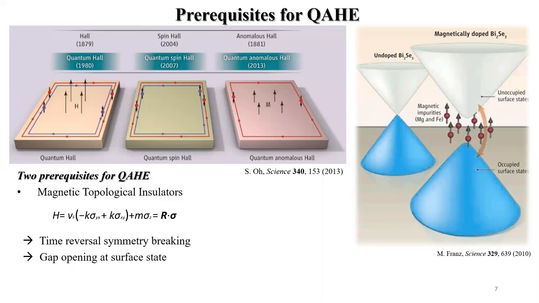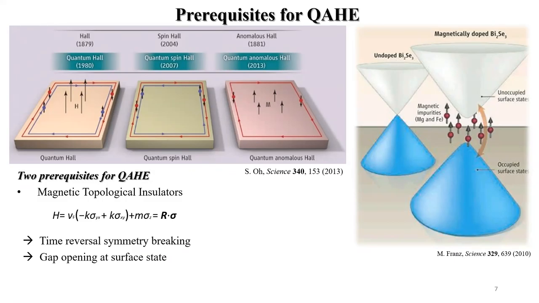The first one, you need to have magnetism inside your system. If you introduce magnetism into your system, then you add an extra term, the M sigma Z. The Z means the magnetization must polarize in the Z direction. And with this term, we break the time reversal symmetry and open the gap between the upper Dirac cone and the bottom Dirac cone.